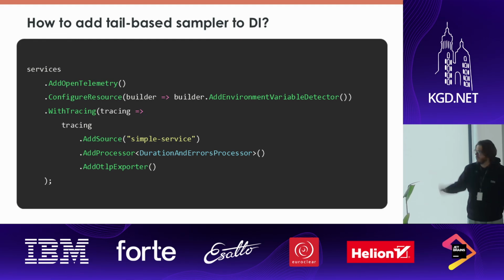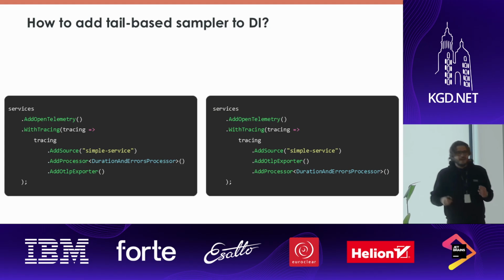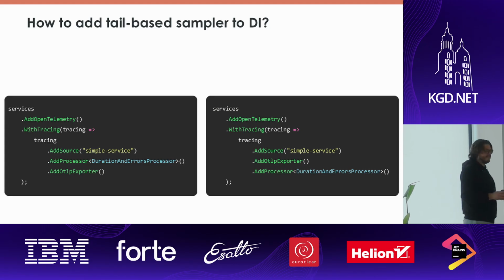So here is an example of the instrumentation. We can just use add processor here. And here, one more interesting part. You can see two DI container pipelines here. In the first, I added the processor as the second thing, and here I added it at the end. Honestly, I spent maybe a day just trying to understand why it doesn't work.